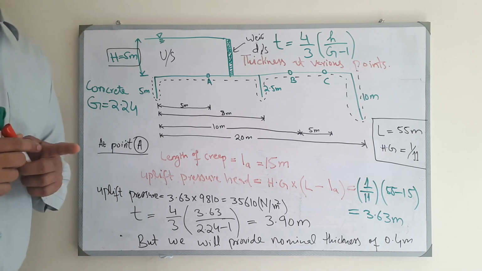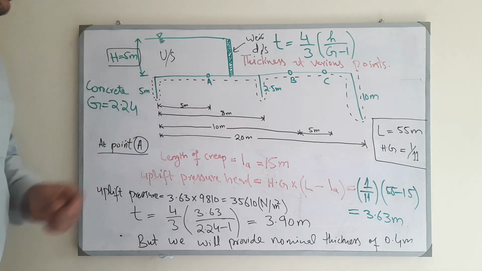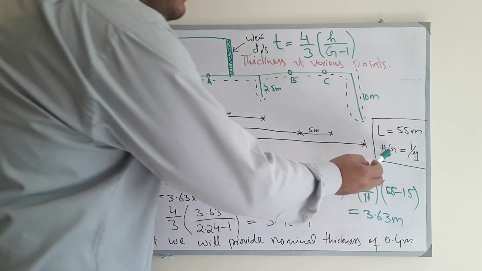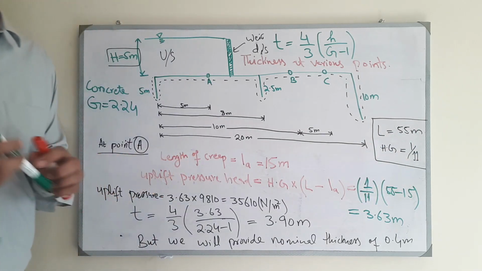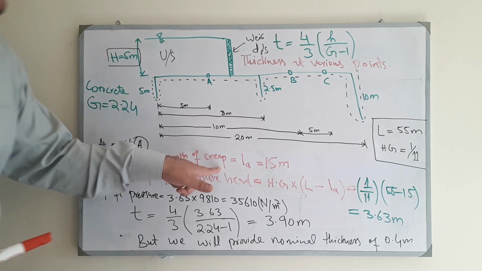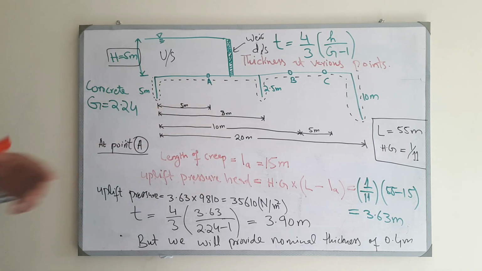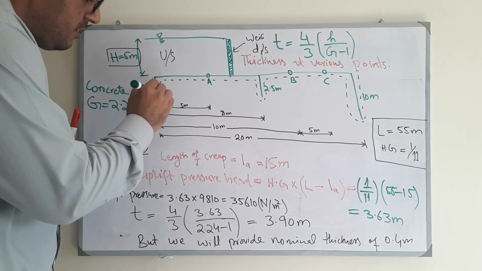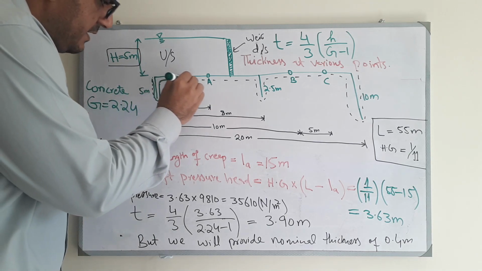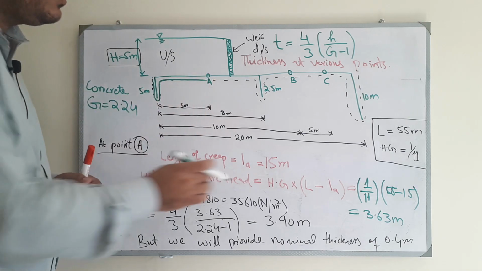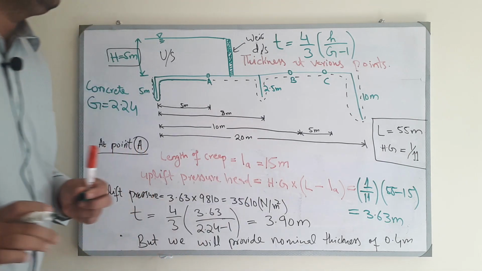So now we are at point A. We know the total creep length is 55 meter, and our average hydraulic gradient is 1/11. So we found the length of the creep. Now our aim is point A, so we have to find the creep length only up to point A. So it's 2 times 5 plus 5, so it is 15 meter.